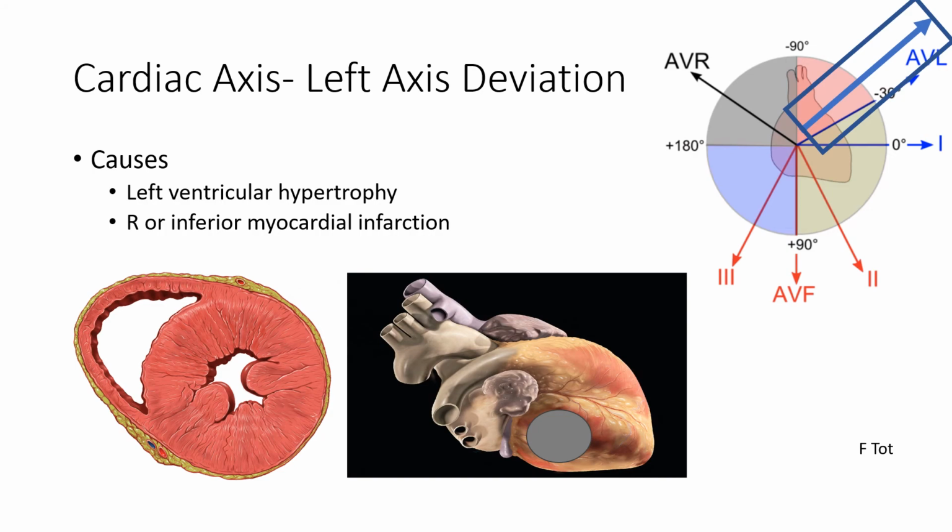Causes of left axis deviation include left ventricular hypertrophy, where if you have a very enlarged left ventricle, it can pull the overall force upward, or potential right-sided or inferior myocardial infarction. Remember, dead tissue will not conduct electricity, so you're going to see an overall change in your force moving instead of downward and to the left, you'll see upward and to the left.